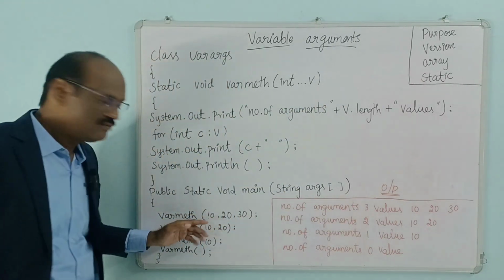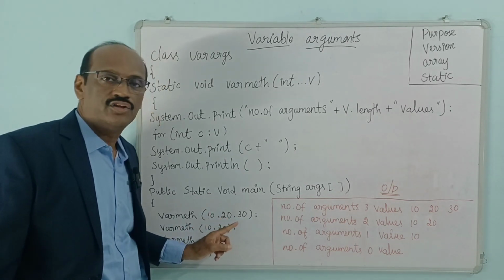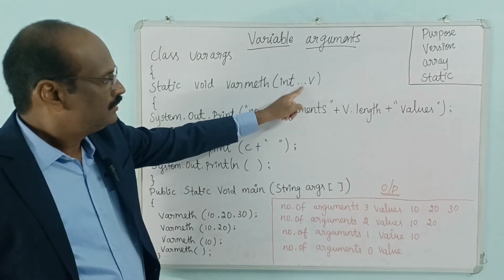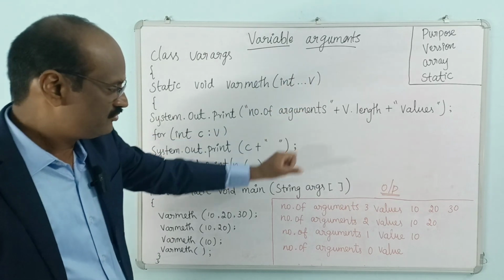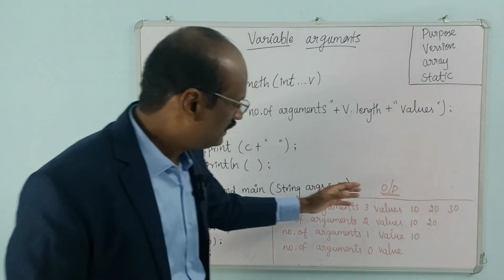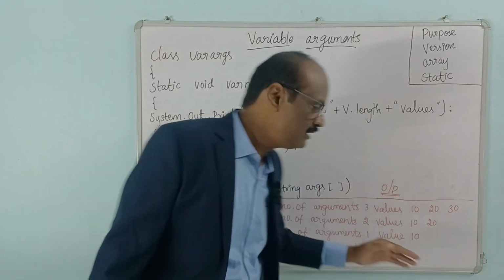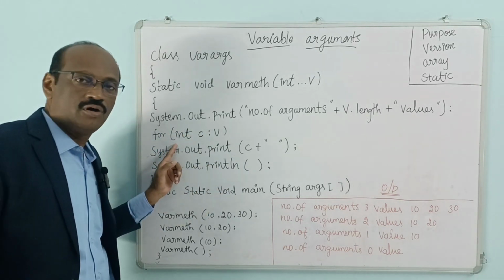When I call the method for the first time, I am using three arguments. So at present, the implicit array contains three arguments. So the value 3 will be displayed. After that, I have to display the values one by one in the horizontal direction. For that purpose, I am using the enhanced for loop.